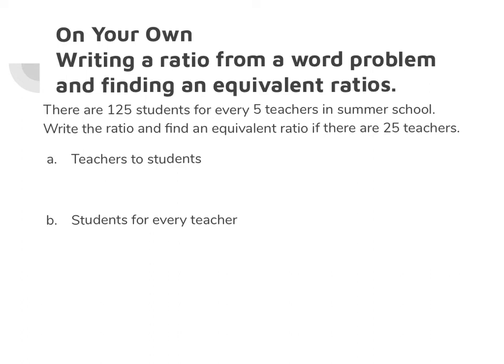So you're still going to write a ratio from a word problem and finding equivalent ratios. There are 125 students for every 5 teachers in summer school. Write the ratio and find an equivalent ratio if there are 25 teachers. So you're going up because you're going from 5 teachers to 25 teachers. So go ahead and draw the table and write the ratio and come back to, stop the video now and then come back to it so you could check your answers.